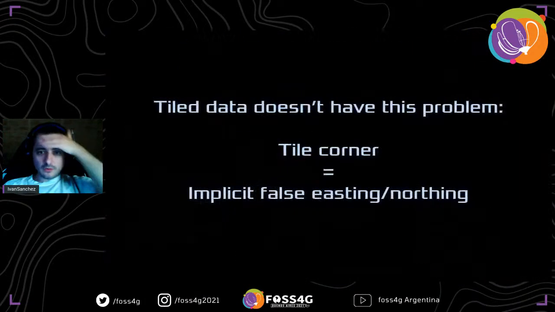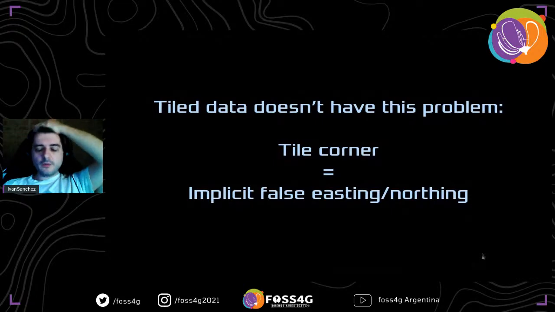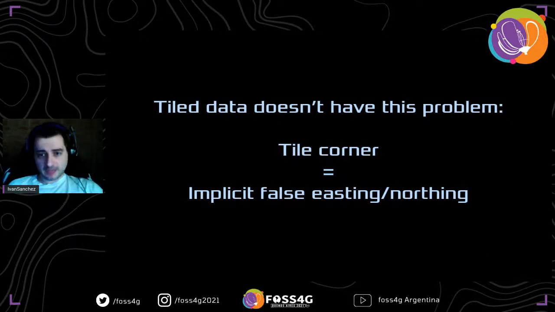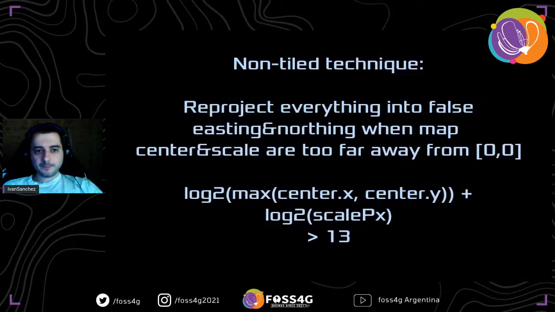Okay, so going on. The thing with tiled data, and why tiled vector data works wonderfully with WebGL frameworks, is because the tile corner is an implicit false origin. So all the coordinates within a tile, a vector tile, are relative to the tile, not absolute to the CRS. That's why it's way easier to do this, and that's why I have to go a bit around the beaten path to find a solution for non-tile data.